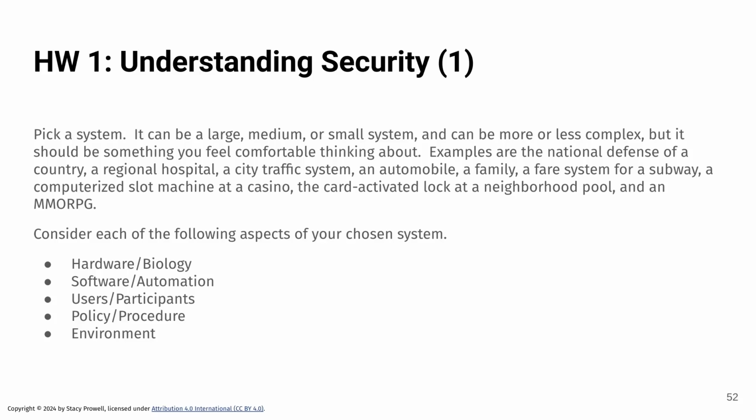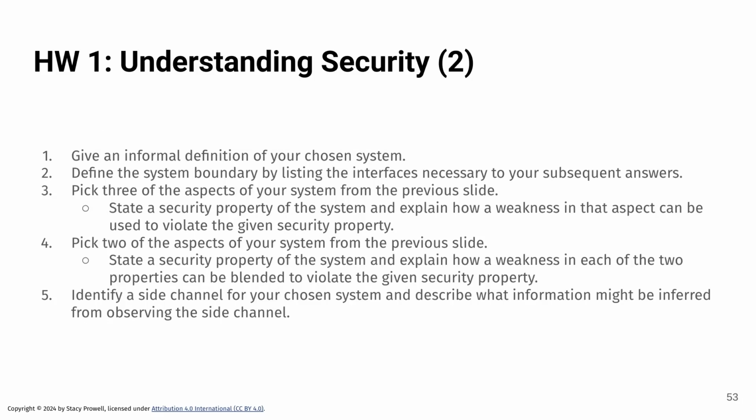There's homework. The homework is to pick a system, choose some aspects, define the boundary of your system, state a security property, and explain how a weakness in that aspect can be used to violate a security property. Give an example of a blended attack, and then identify a side channel and describe what information can be inferred from observing the side channel. This is to get you beginning to think about the security of a system. That's it.